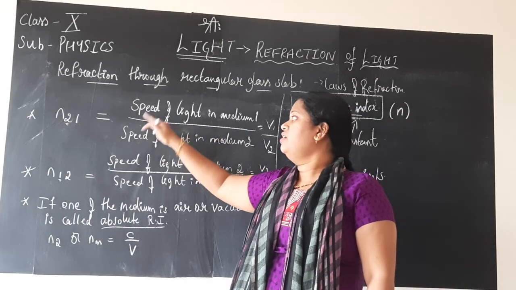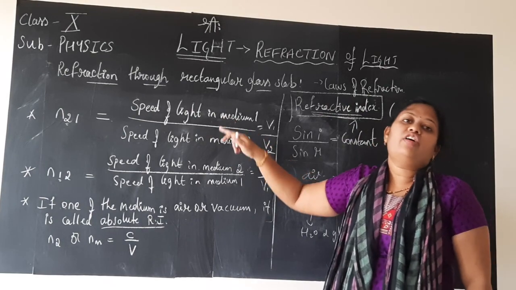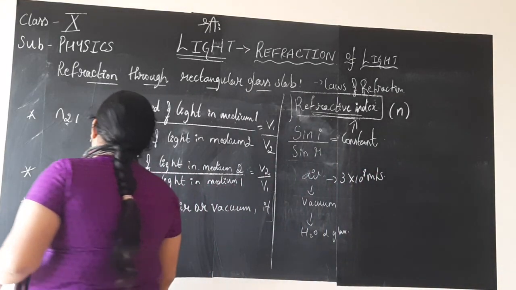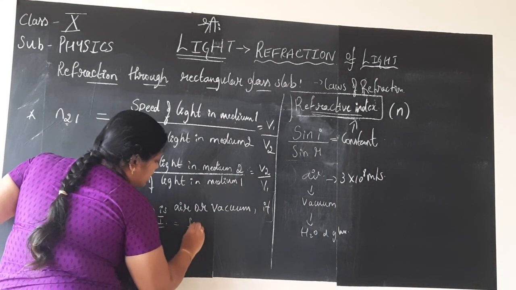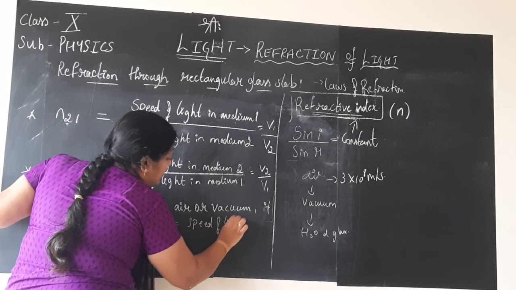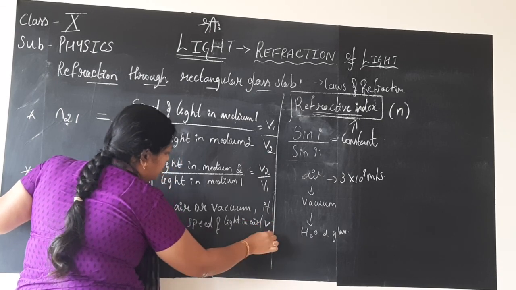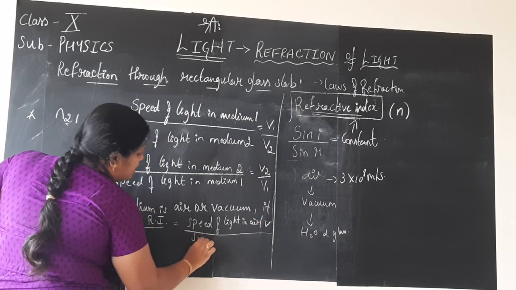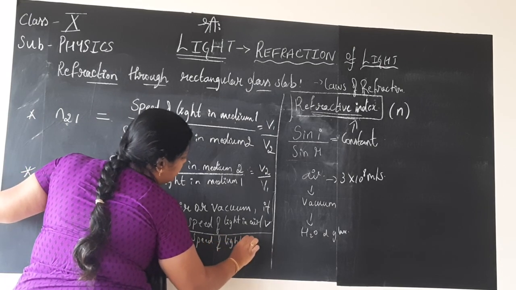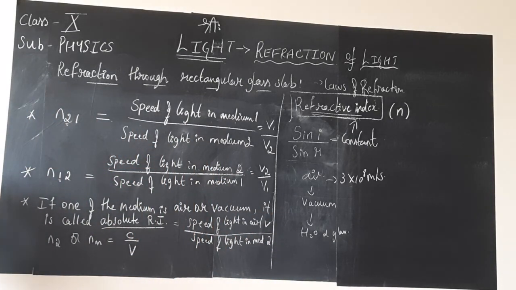For that case, children, we cannot write speed of light in medium 1. Instead, we say speed of light in air or vacuum in the numerator, divided by speed of light in medium 2. This is how you write.